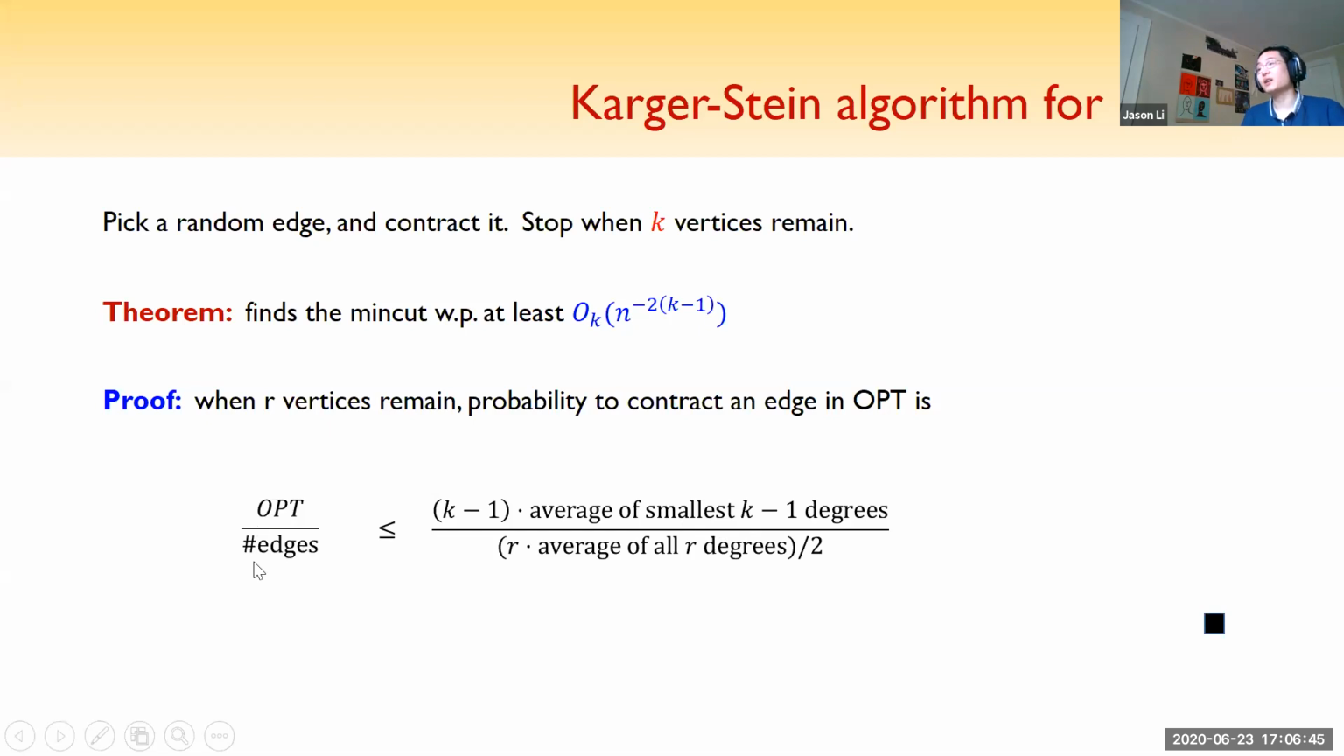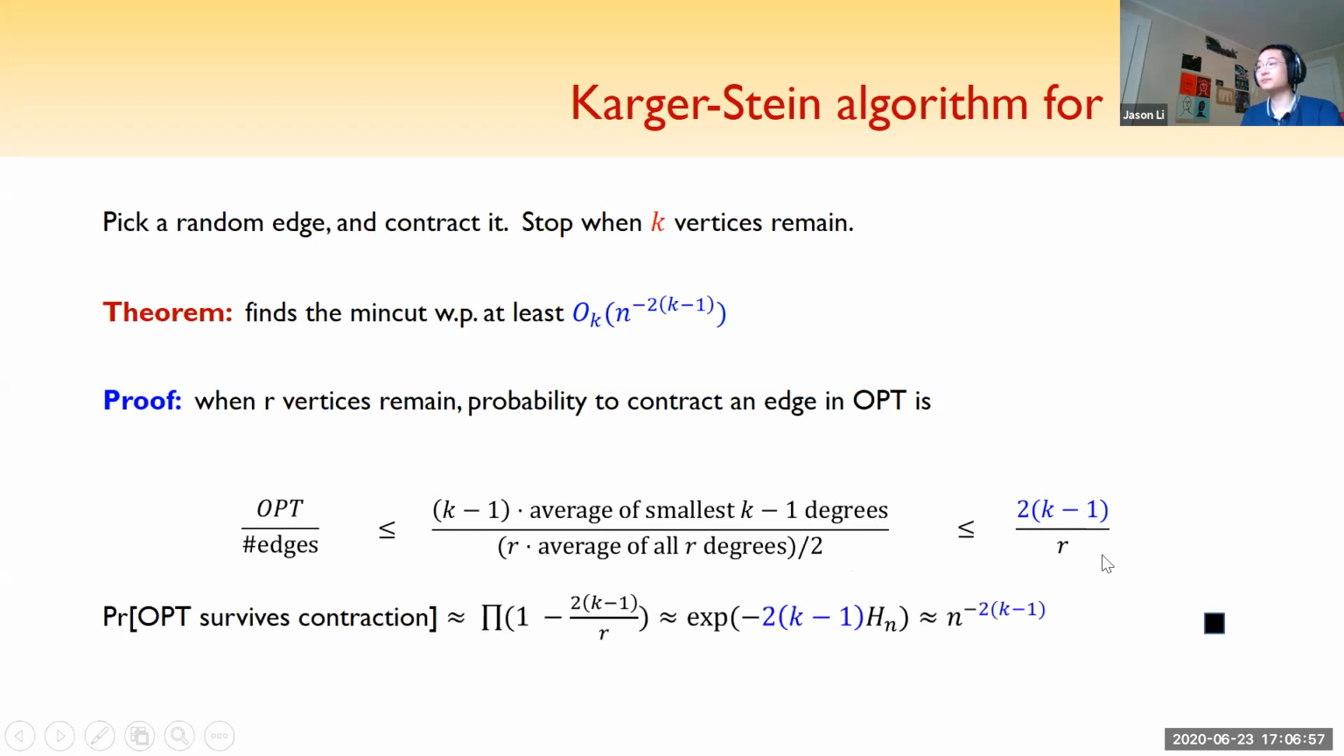And similarly, the number of edges in the graph, by a simple counting argument, is also equal to this one in the denominator. Note that the average of the smallest k minus 1 degrees is at most the average of all the vertices. So we get this bound right here. And this is the probability that we fail on any given iteration. So overall, the probability that we succeed is just the product of 1 minus this quantity over all r. These are independent over different r. So we can bound it as follows.